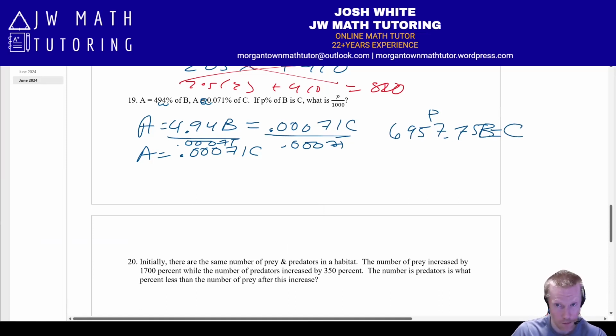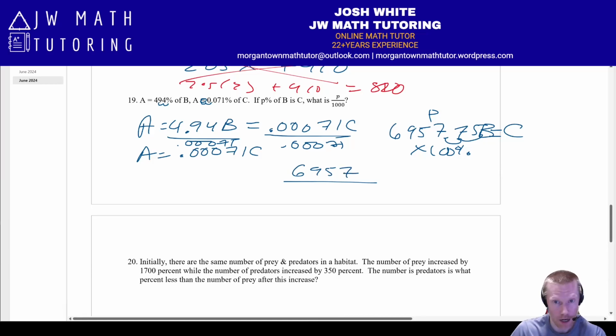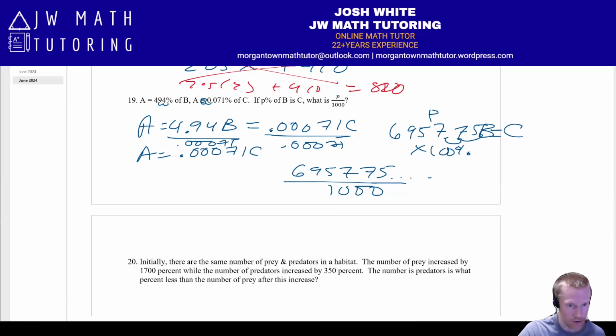So this is my p-value, but I have to convert it to a percentage. That means I have to multiply it by 100, technically by 100%, because I want P expressed as a percentage, not in its decimal form. So the number that is being divided by 1,000 is technically going to be 695,775, plus the extra decimal stuff after that. And then again, that gets divided by 1,000. That's going to be my final answer.